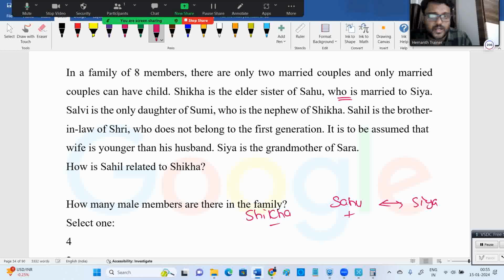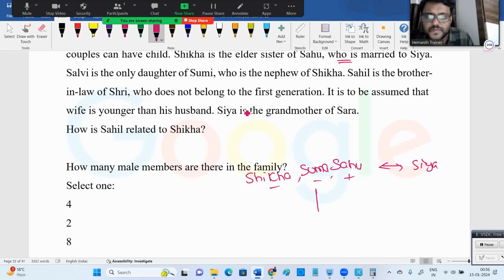Fine. Salvi is the only daughter of Sumi, who is the nephew of Sika. Nephew means a sibling's child, a son, right? So Salvi is the only daughter of Sumi. So Sumi may be a sister of Sika. That's why they use the word elder sister. Okay, the child would be Salvi, daughter, sorry. Salvi is the nephew of Sika. Salvi is a male person, then Sahil is the brother-in-law of Sri. Sahil is the brother-in-law who does not belong to the first generation. So the wife is younger than her husband.